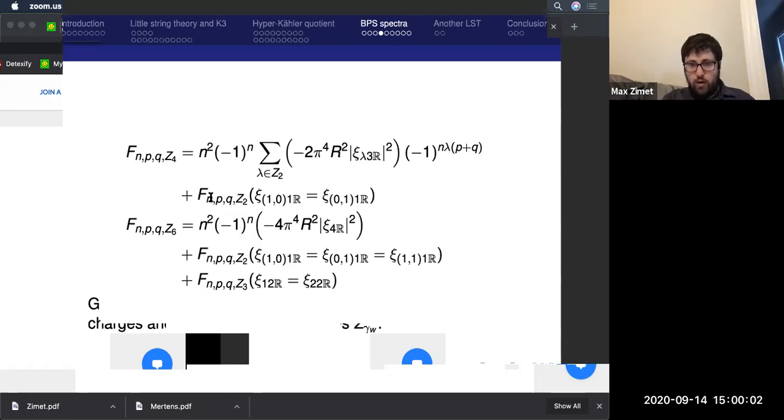And then interestingly, the Z4 function is built out of the Z2 function. I'll explain in a second. That's not just a coincidence.